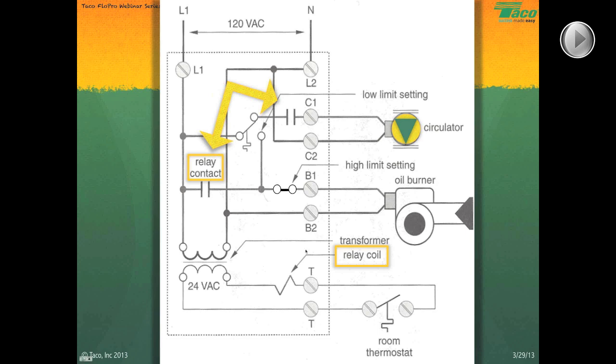Well, let's take a look. Okay, and there's your high limit, your low limit settings right there. Let's get the thermostat involved here and get a call for heat. Okay, we have a call for heat, and when we have a call for heat, you see the relay coil is energized.